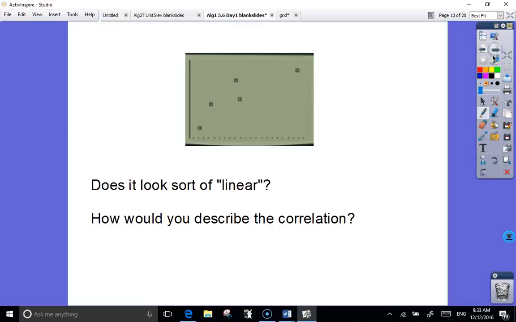So we look at that, and does that look like it could be linear? I mean, it's the same thing we did by hand before. It's not great, but it's a correlation. Looks like it's a positive correlation.